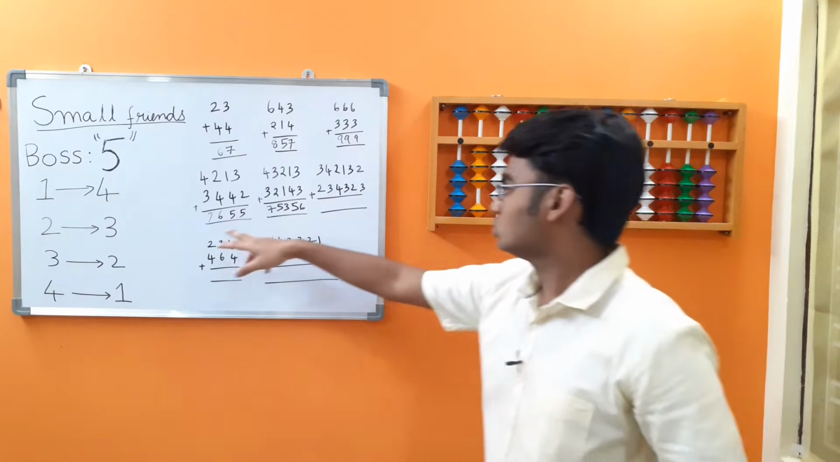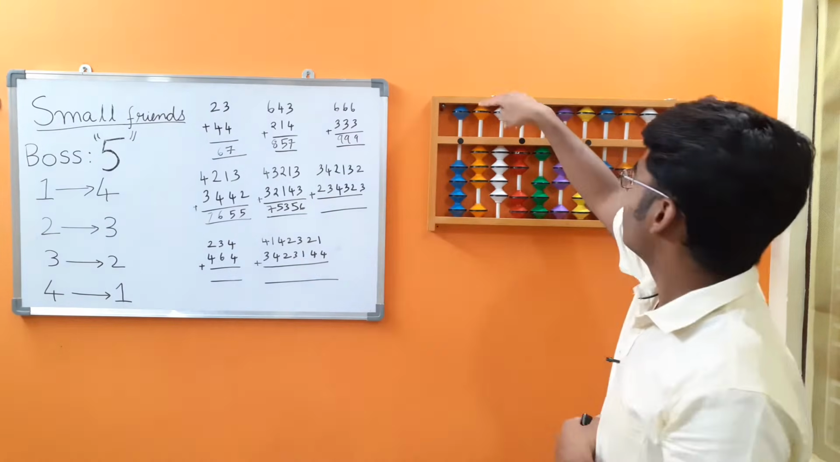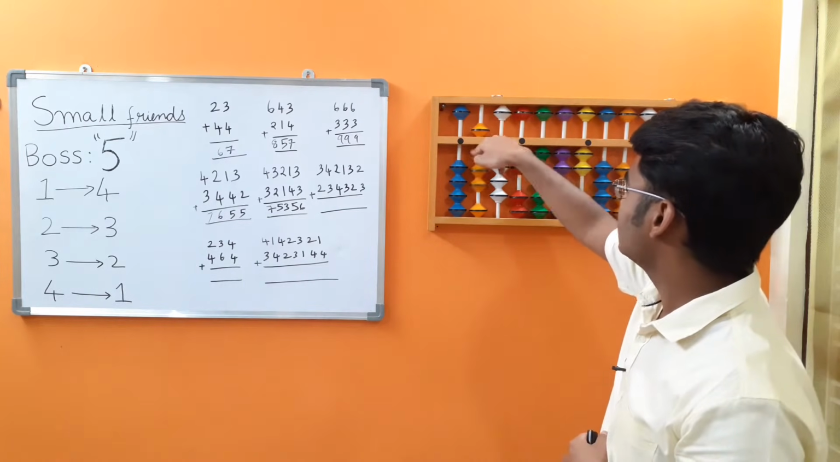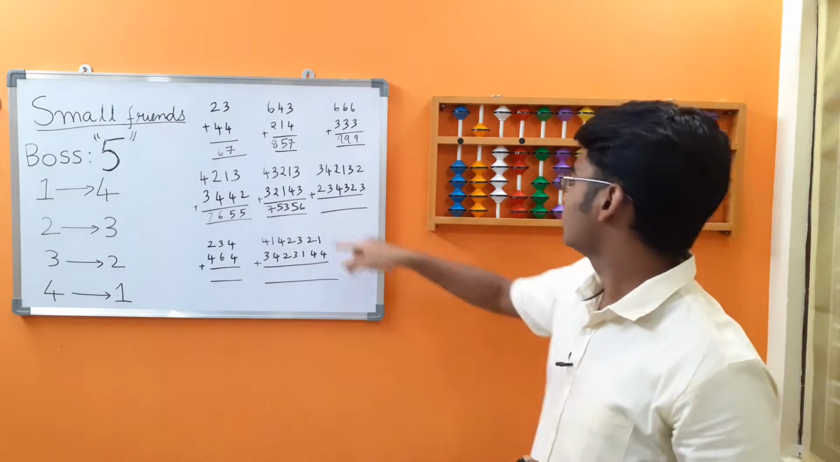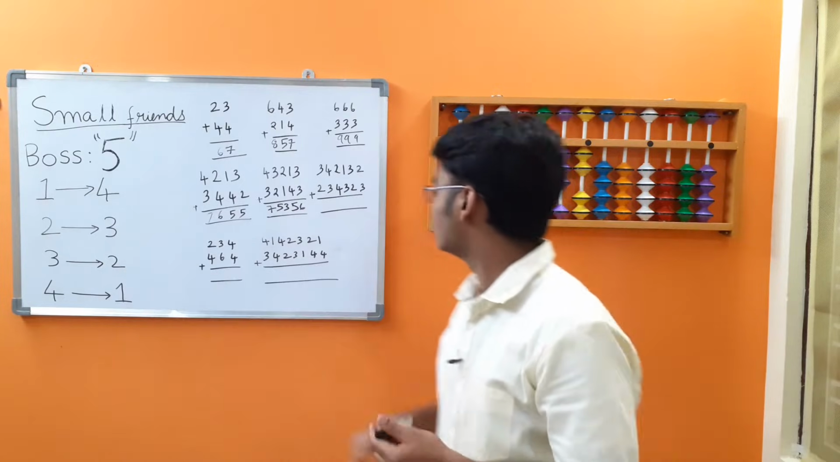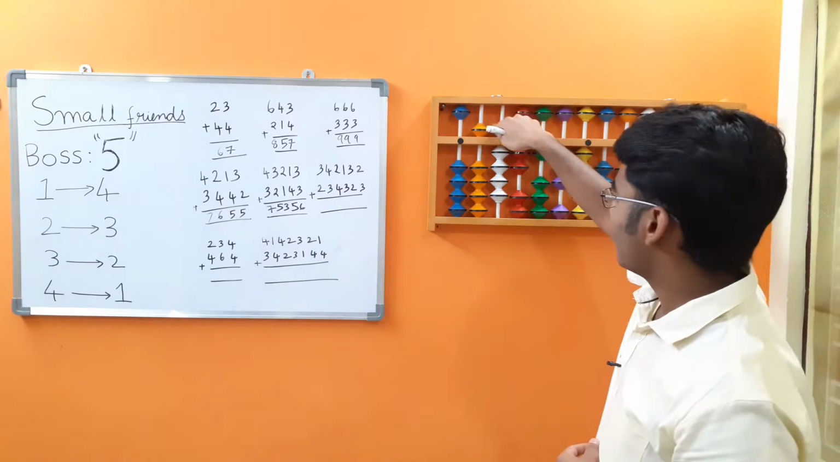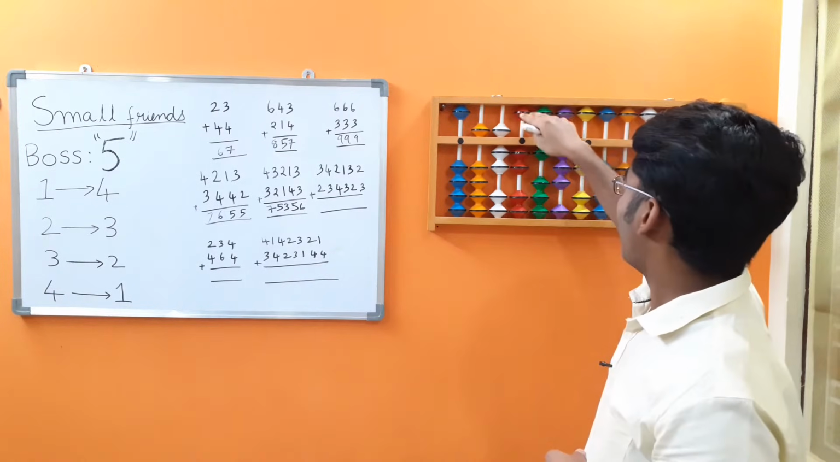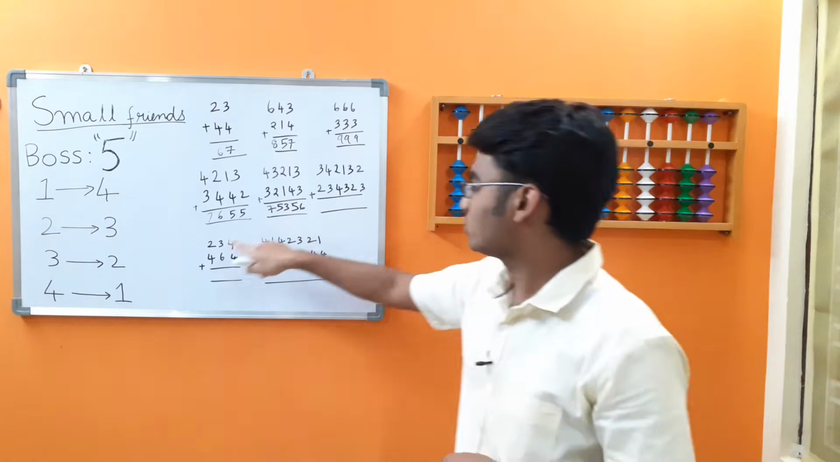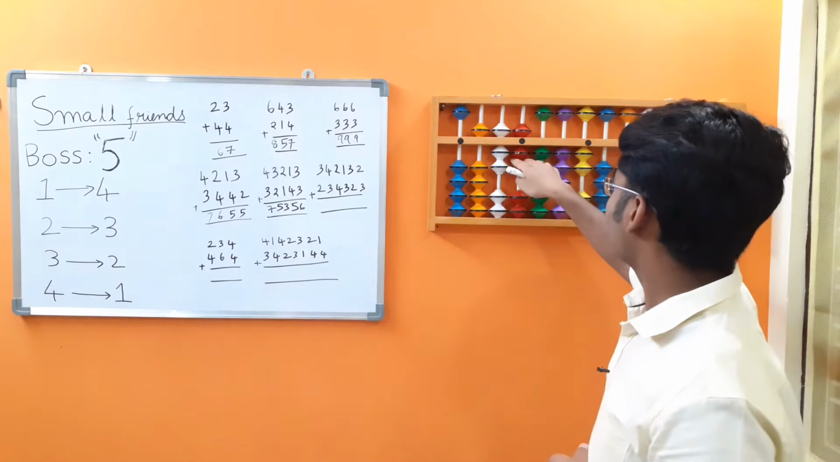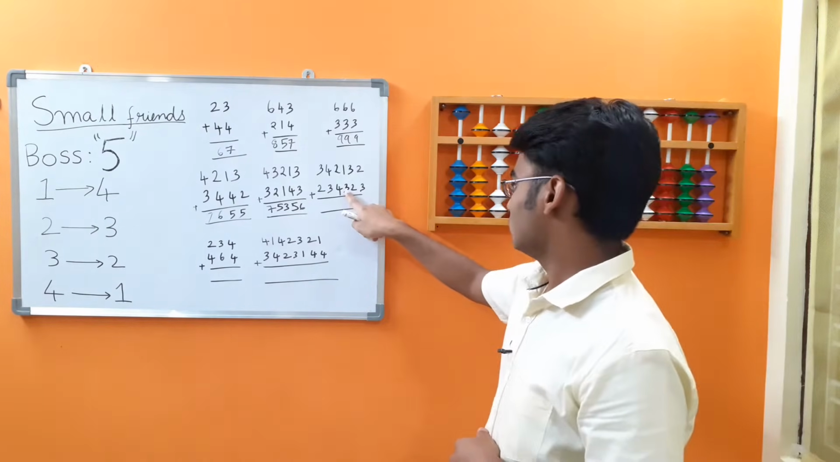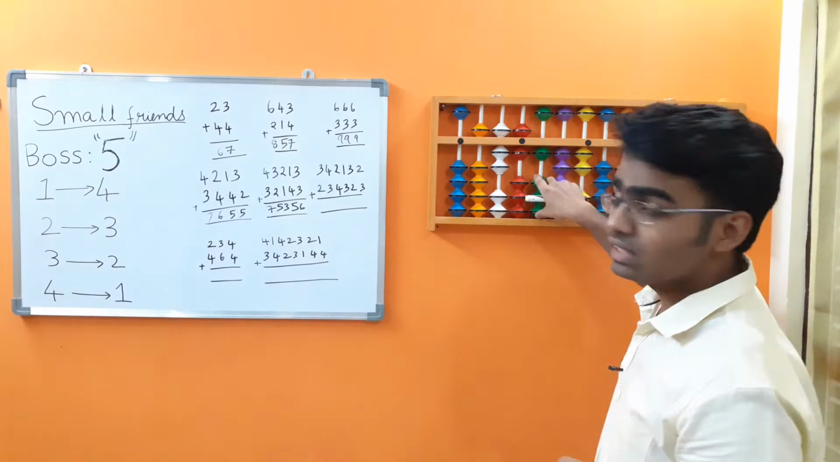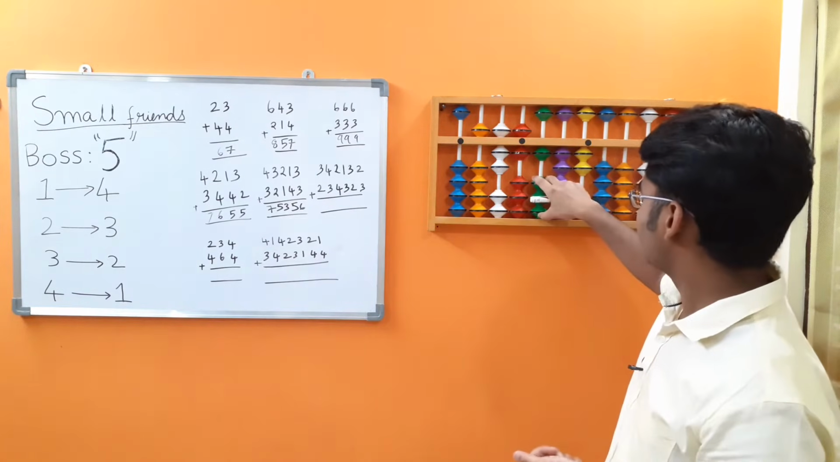2. 2's friend is 3. Add the boss 5. Less the friend 3. 3. 3's friend is 2. Add the boss 5. Less the friend 2. 4. Add the boss 5. 4's friend is 1. Less the friend 1. 3. We can add 3 directly here because we have 3 beads at the lower end.